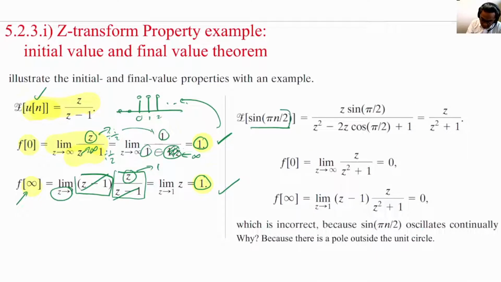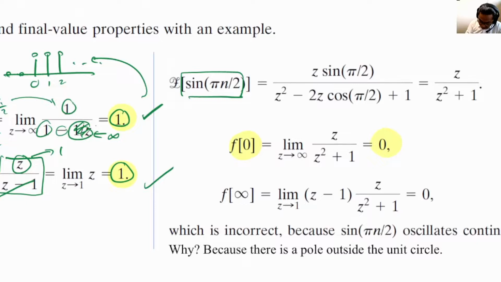What about sine of pi over 2 n? In this sequence, we know that it is a sinusoid and it is spinning as n continues. It has a constant value at f(0) because we can substitute n equals 0. Sine of pi over 2 is 0. We can also get this using F(z). This is F(z) for the causal sinusoid, and setting z tends to infinity.